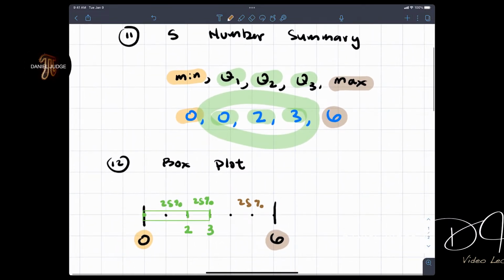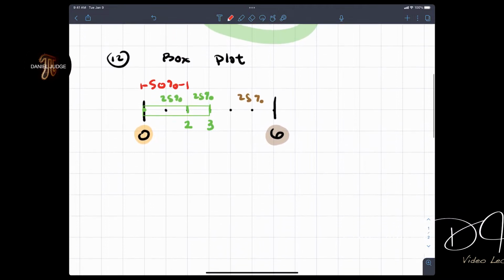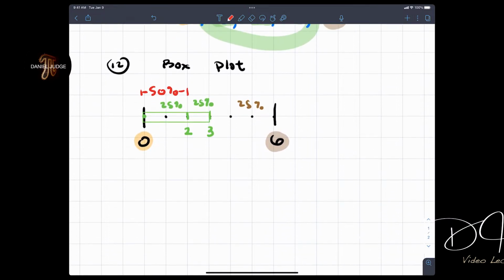Okay, so below 25, this whole portion is 50%. To let you know that between 0 and 2, that's really 50% of the data. That's the bottom 50%. So you guys know, let's make a notation here: bottom 50%, because the minimum is the same as the first quartile. So there's 25% between 0 and 2, and then 25% between 2 and 3, 25% between 3 and 6, for a total really of 100% of the data.